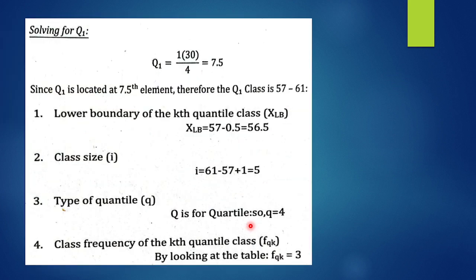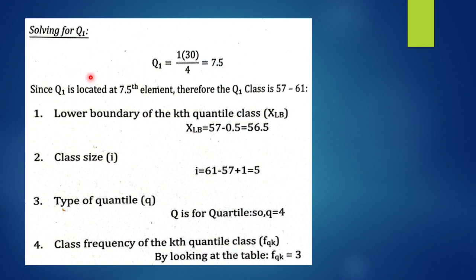Now next, after getting this one, we can solve for the Q1. So for solving the Q1, Q1 is equal to K here. If you remember from the previous topic, this is QK equal to K multiplied to N all over Q. Since this is quartile, the divisor should be 4. So substitute, since it is 1 multiplied to 30 all over 4, the answer is 7.5.